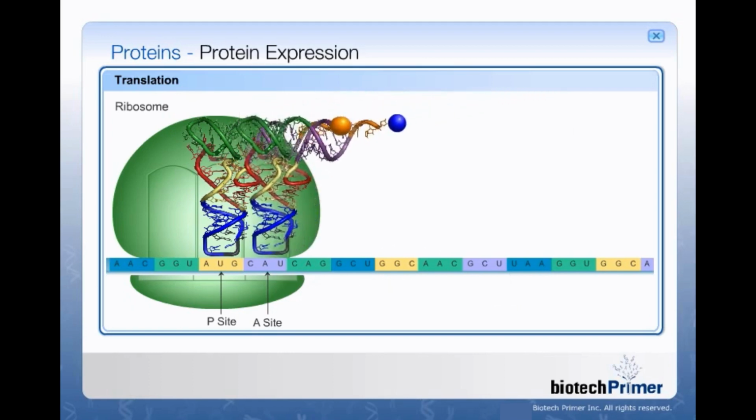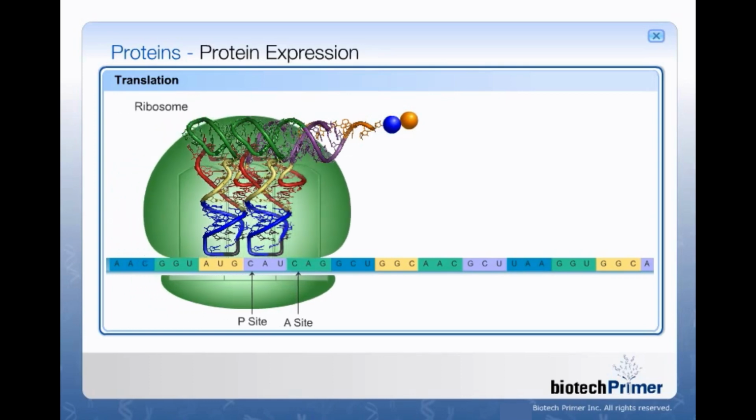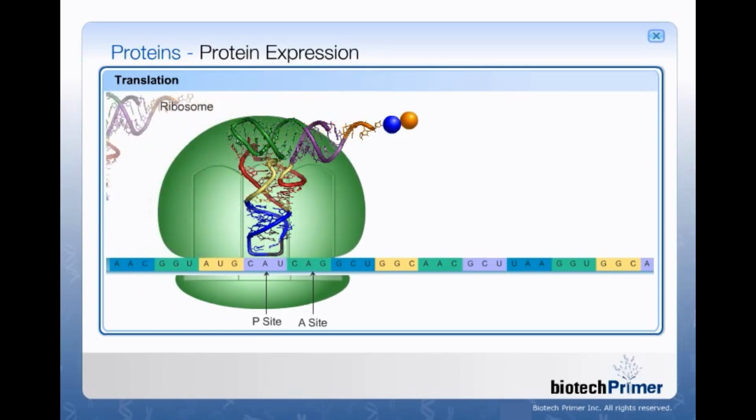Once the second tRNA is in place, the first tRNA's amino acid, methionine, binds to the second tRNA's amino acid. The first tRNA then leaves the P site, and the ribosome slides down the mRNA to reposition the second tRNA in the P site. You can see that this tRNA contains the growing polypeptide chain.